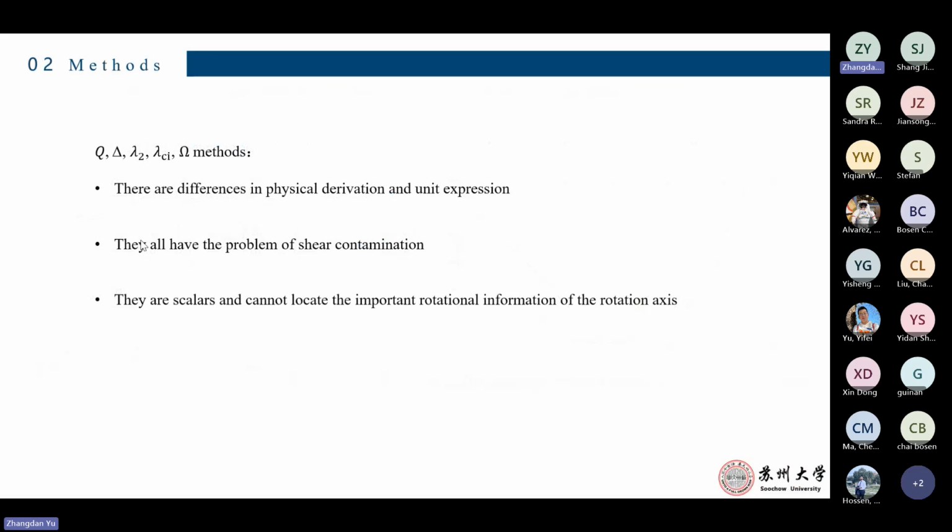Several commonly used methods, such as Q, Delta, Lambda 2, Lambda CI, Omega methods, and others, can be used for visualizing vortices, which are all based on the eigenvalues of the velocity gradient tensor. However, these methods have some problems. There are differences in physical dimension and the unit expression. They all have the problem of shear contamination. They are scalars and cannot locate the important rotation information of the rotation axis.